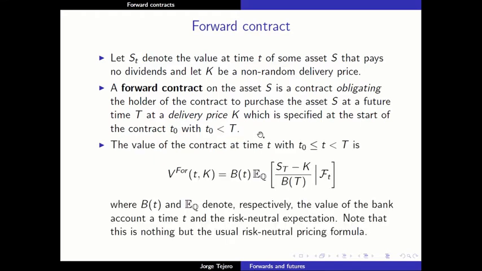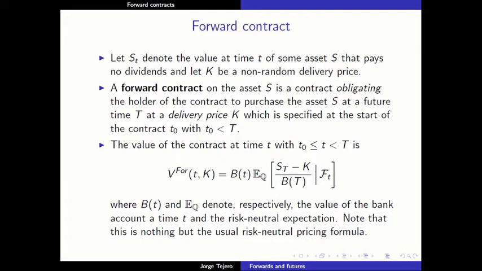So the value of this contract at any intermediate time between the start of the contract and the maturity is given by this expression over here, where B_t denotes the value of the bank account at time t, and where this is the usual risk neutral expectation. This formula is nothing but the usual risk-neutral pricing, where the value is given by the risk-neutral expectation of the discounted payoff.